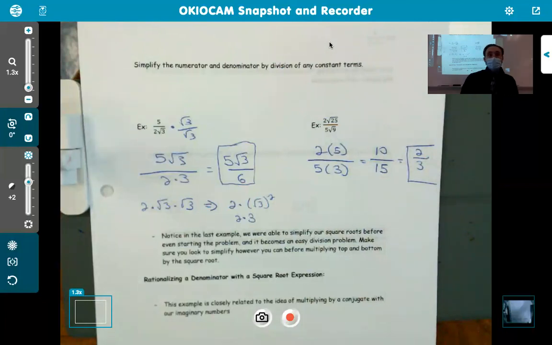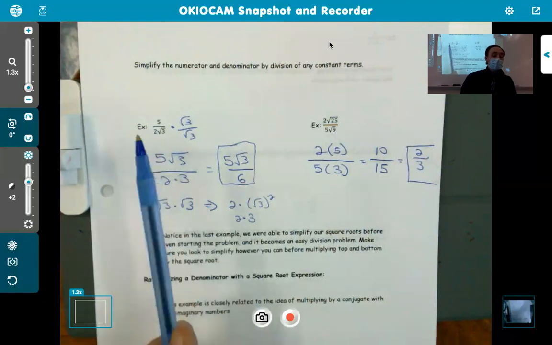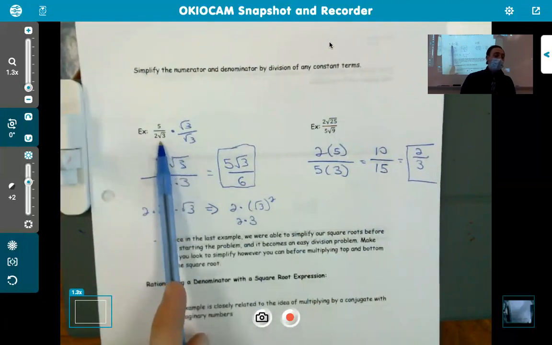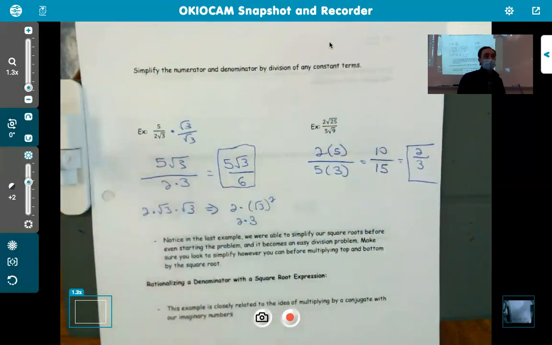Any questions about that example? So we've seen problems where I just have a square root underneath my denominator, and a second example when I have a constant times the square root in my denominator, right? It's pretty much the same process. Really just depends on how much you need to simplify. Are there any questions about anything we've done so far?